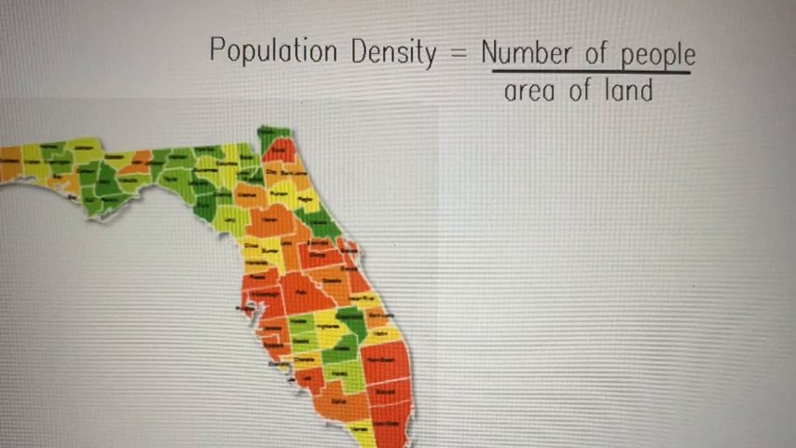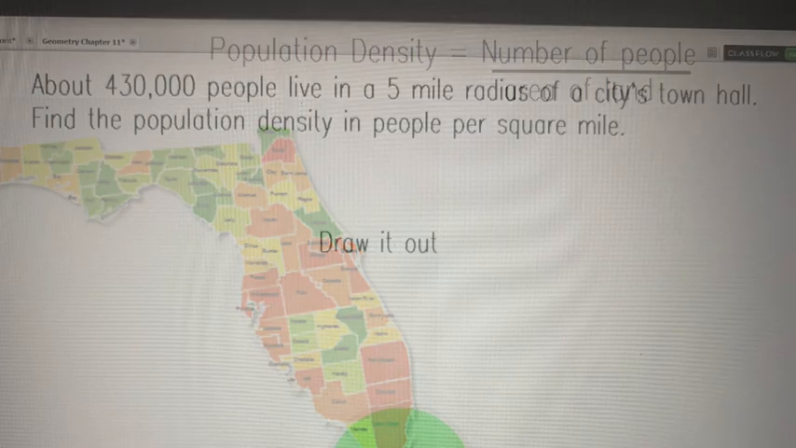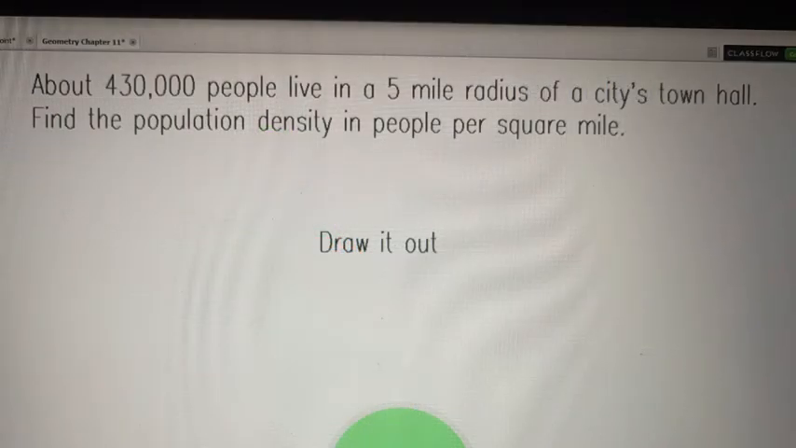All right, so now let's look at one more thing, population density. Population density is the ratio between the number of people and the area of land. So let's look at this problem. About 430,000 people live in a 5-mile radius of a city's town hall. Find the population density in people per square mile.